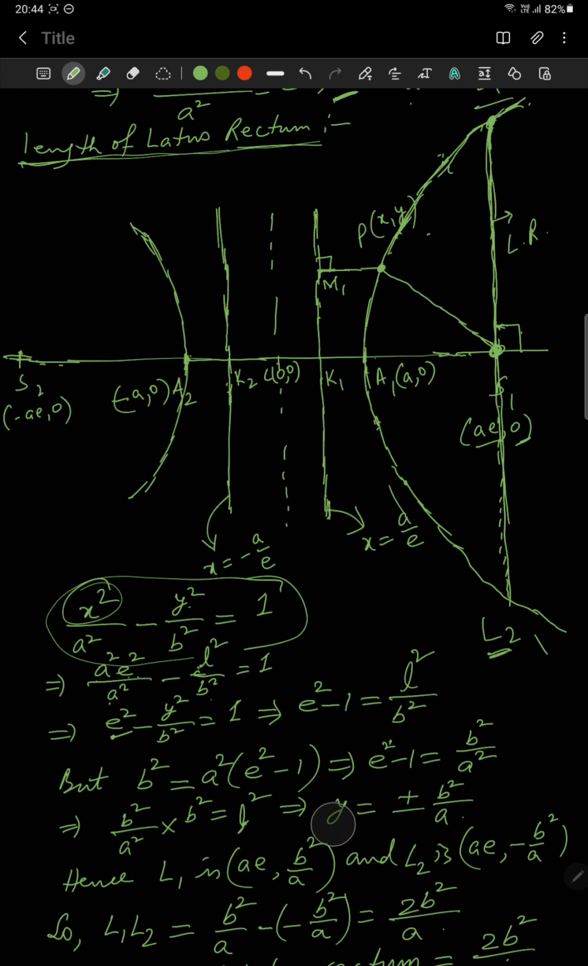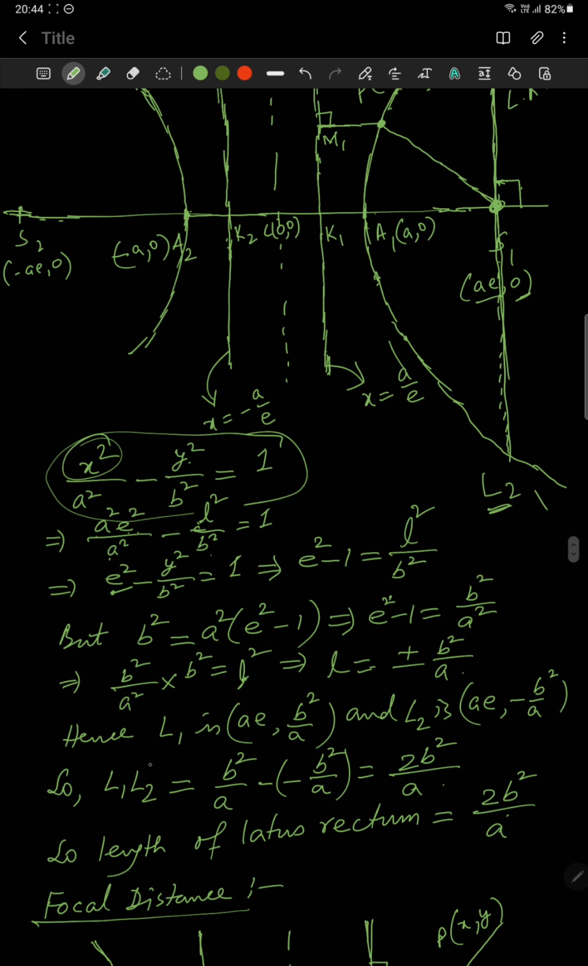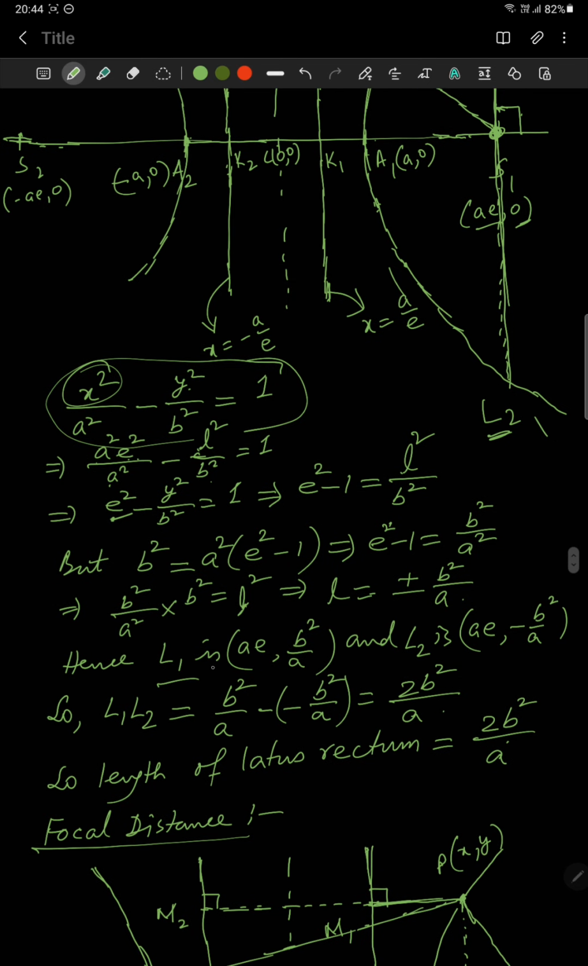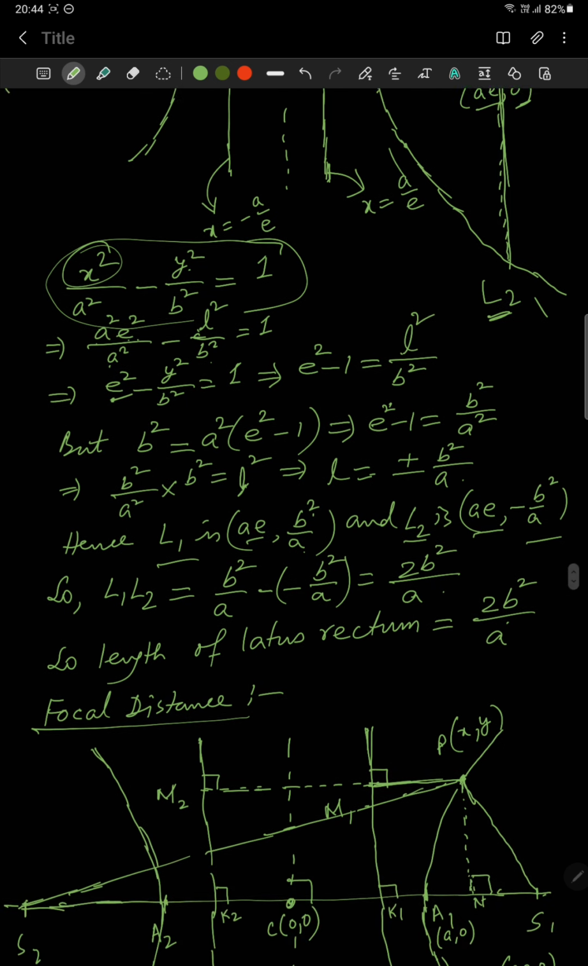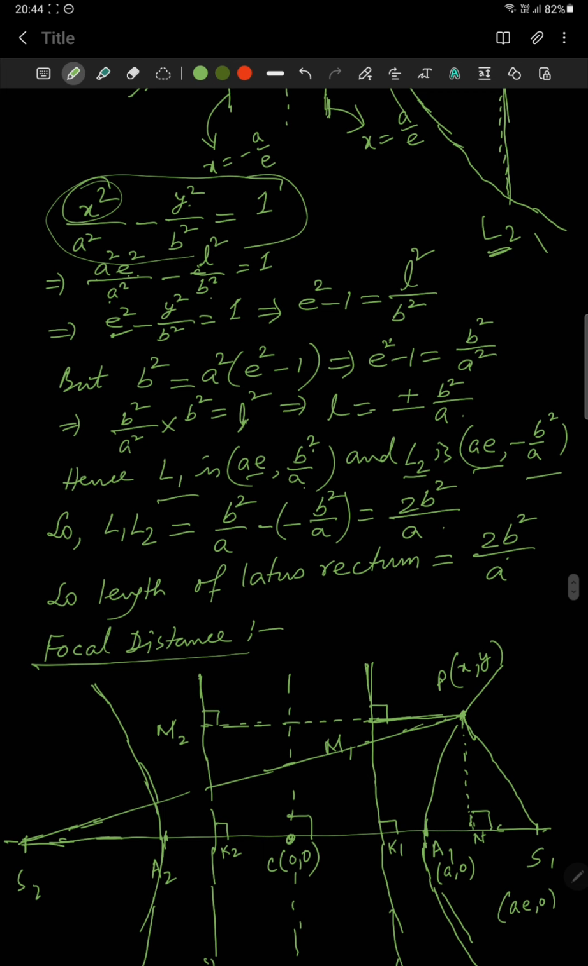So L is equal to plus minus B square by A. So finally what we are getting is the coordinates of L1 is AE comma B square by A, and coordinates of L2 is AE comma minus B square by A. I hope till this point it is clear. And the length of latus rectum L1 L2, by using this calculation you can find out, is nothing but 2B square by A. That is what I have written over here.